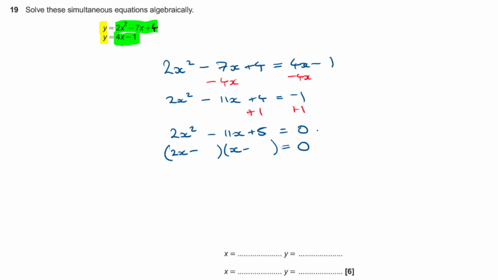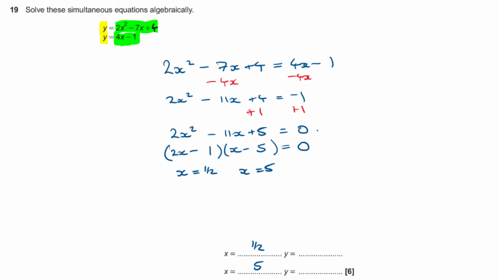So if I put 1 and 5 in these brackets, can I get minus 11 out of it? I can if I put the 5 here, because then 2x times the minus 5 is going to give me minus 10x, and the 1 times the x is going to give me 1x, and 10x and 1x is going to be 11x. So that kind of works out, doesn't it? So if 2x minus 1, x minus 5 is equal to 0, then that means that x has to be a half, or x is 5. Okay? So they're my two values of x, half, and 5.